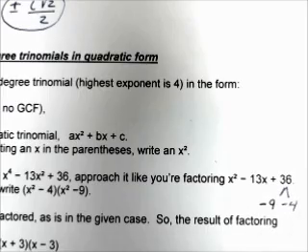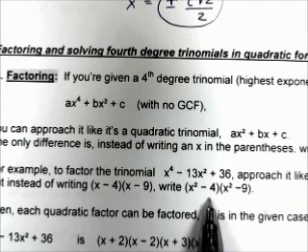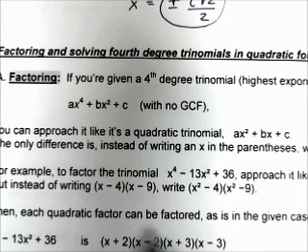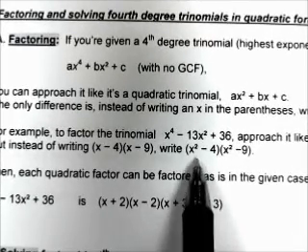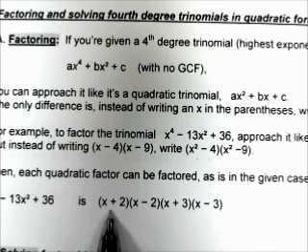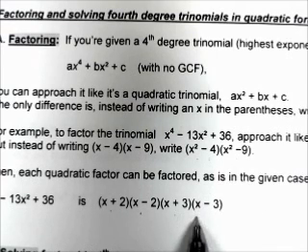-9 and -4. And then we would write x minus 4 times x minus 9, but instead we'll write x squared minus 4, x squared minus 9. Then each quadratic factor can be factored, as in the given case. So the result of the factoring is going to be, right, these are both differences of squares. So the x squared minus 4 would factor further into x plus 2 times x minus 2, and the x squared minus 9 into x plus 3 times x minus 3.